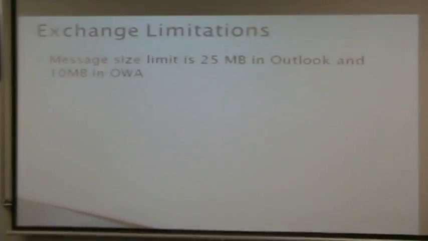The message size limit is 25 megabytes in Outlook and 10 megabytes in OWA. Why is there a difference? It's the way they've done it. I don't really have a technical explanation why, but that's what it is.